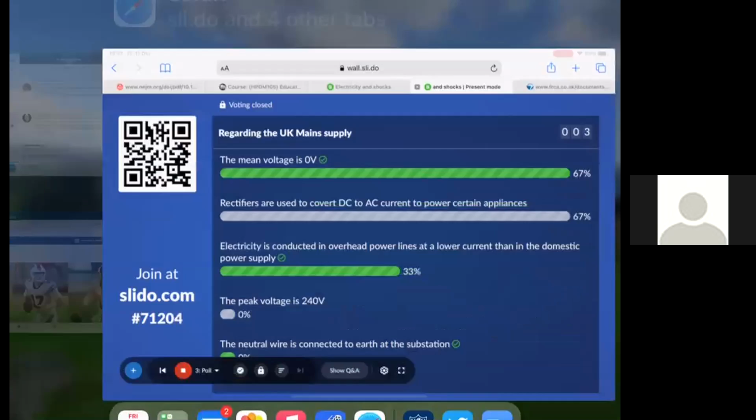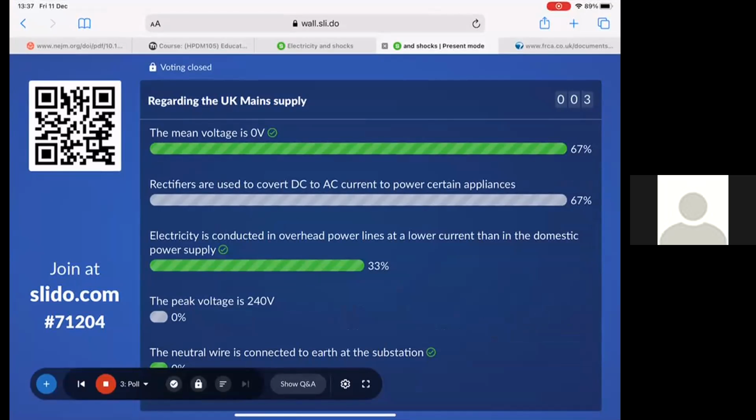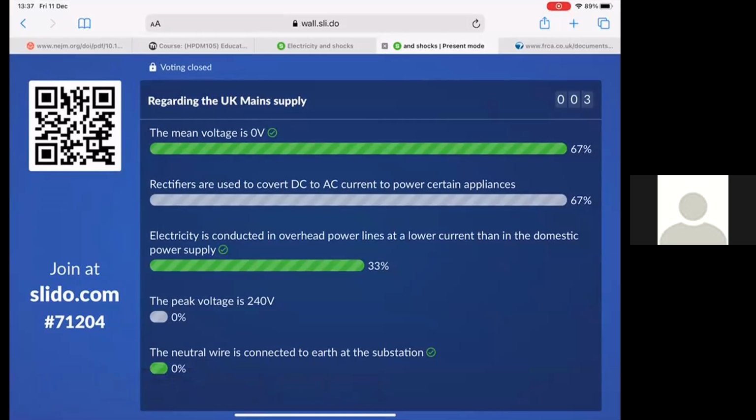That's because it's a diode as well, isn't it? I may well have something to do with diodes, and you're getting well beyond what I can remember from the electricity books. Good. So we've done mean voltage, rectifiers.